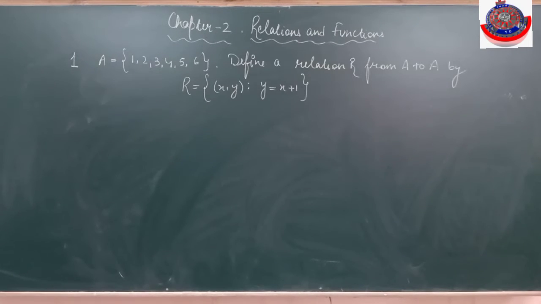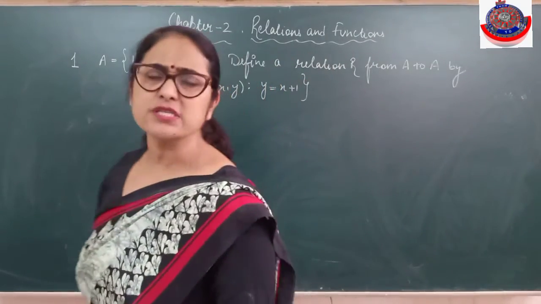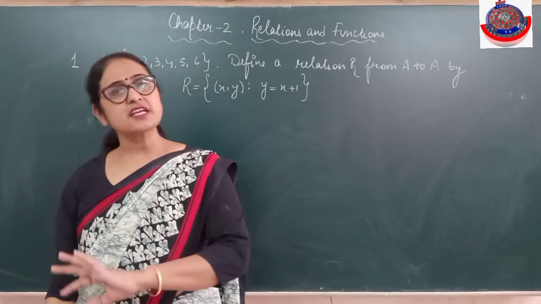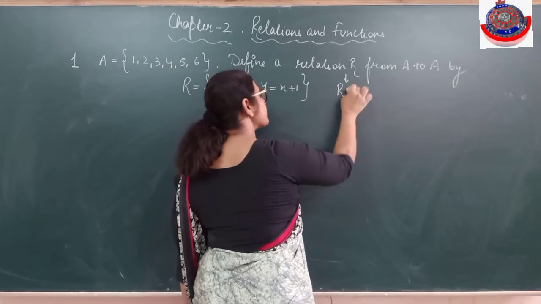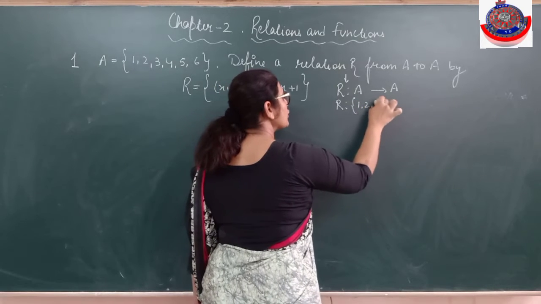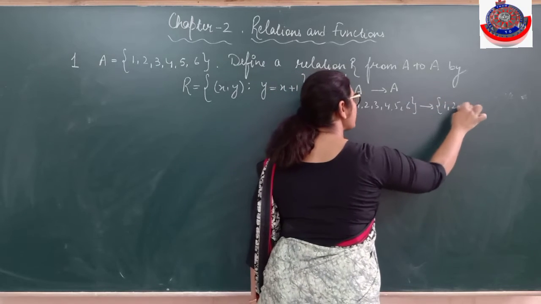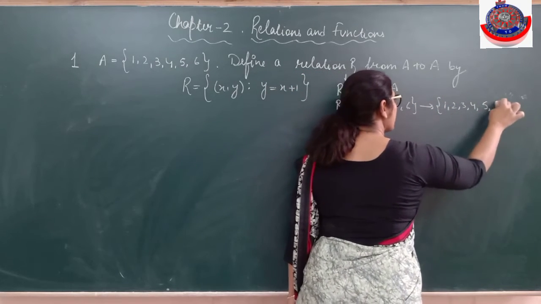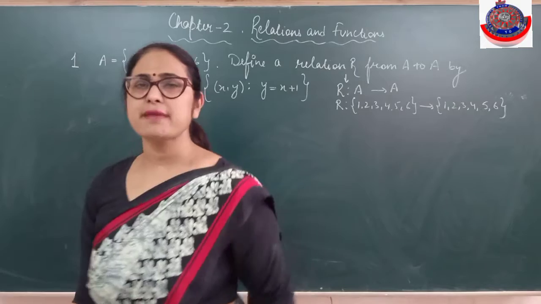Let's read the first example. The first example says there's a set A: 1, 2, 3, 4, 5, 6. Define a relation R from A to A. अब मतलब first set भी A है, second set भी A है. ऐसा भी हो सकता है. We say A to B, doesn't matter. R is from A to A का मतलब है, the first element also has to be picked up from here and the second element also has to be picked up from here. Is this clear? The domain will come from here, the range will come from here. Both are same, doesn't matter.